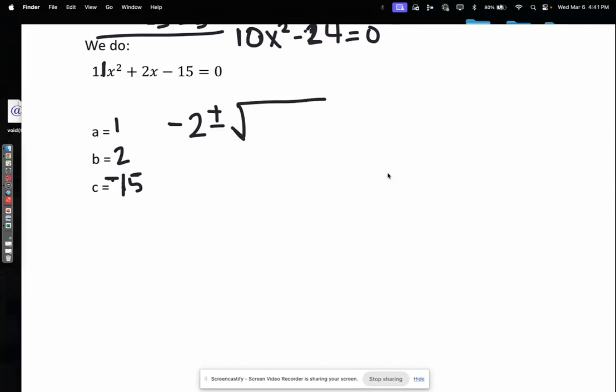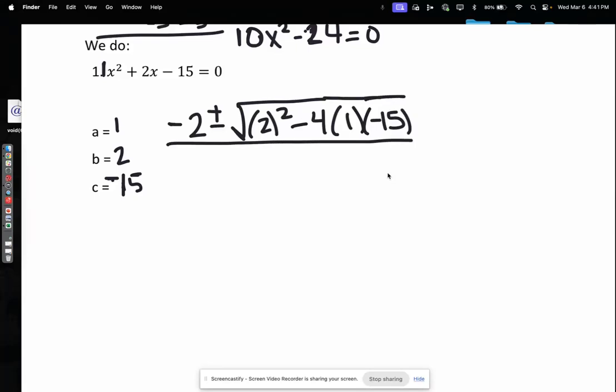The square root. Now, always, when we're squaring things, put them in parentheses. So b squared, so b is 2, minus 4. The 4 is part of the formula. A is 1. C is -15. All of that goes underneath our square root, all over 2 times A, which is 1. So now we're going to start simplifying, and you're going to want to definitely have your calculator to do this. So I'm going to write -2 plus or minus.